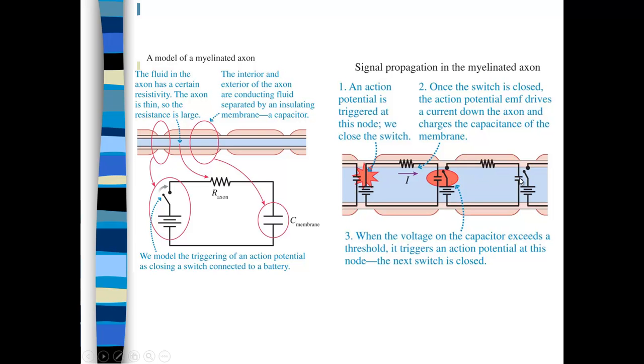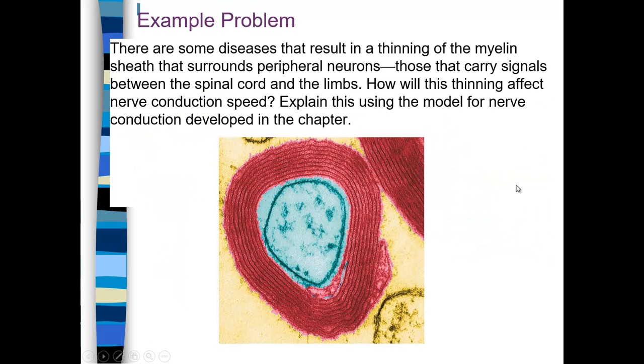And then this will charge up over time, until this threshold value is exceeded, and it will close that switch. So it just works its way down. Okay. So once this triggers in each particular switch, you see the action potential move down the axon.